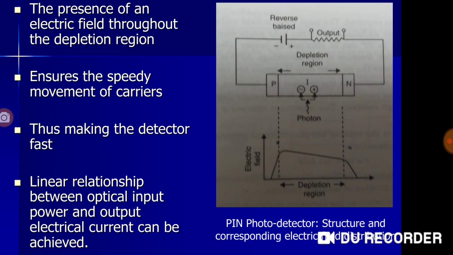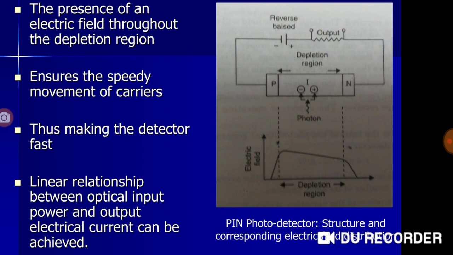The presence of an electric field throughout the depletion region ensures the speedy movement of carriers. If you look at the electric field distribution with respect to the distance across the junction, you see that the field exists from P to N. It's slightly decreasing, but it exists. Any photon that falls in creates electron hole pairs and will be correspondingly pulled. Due to the existence of this electric field, they will be speeded up a little. So the detector becomes fast in response.